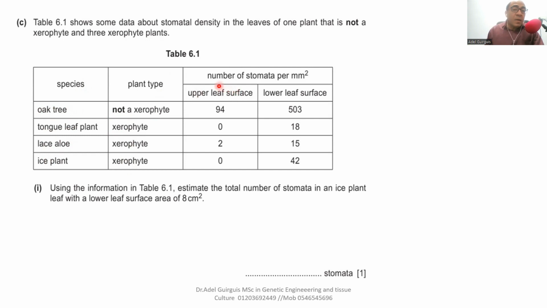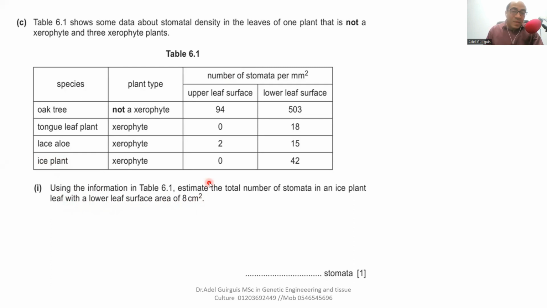In this table, we find the number of stomata per squared millimeter on both the upper leaf surface and the lower leaf surface. The question: using the information in table 6.1, estimate the total number of stomata in an ice plant leaf, the last species, with a lower leaf surface area of 8 square centimeters.